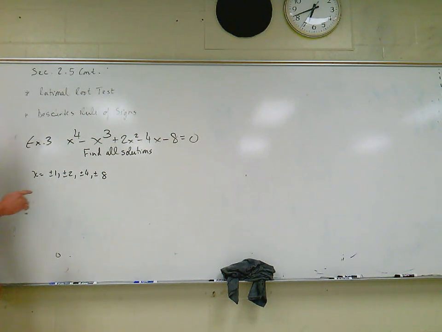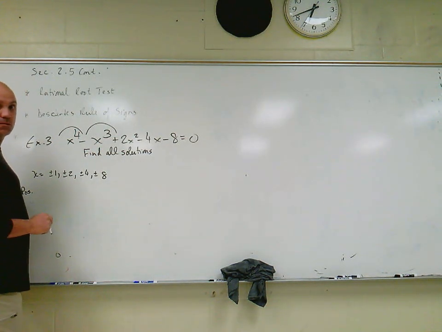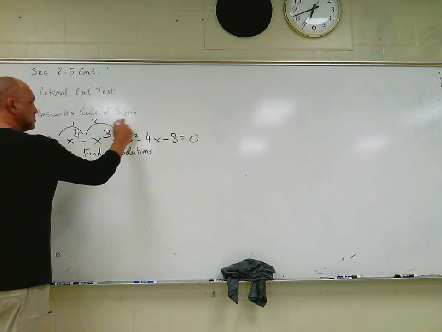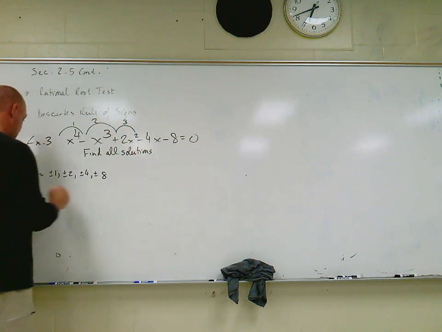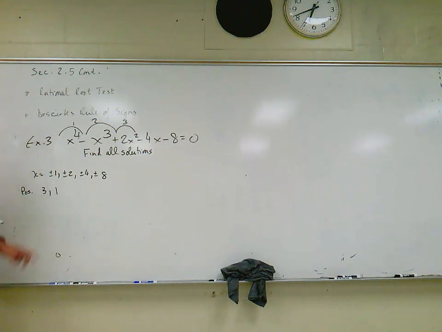Now, real quick, if I want to know how many positive solutions, just look at your function and count how many times it changes sign. How many times do you see? Positive to negative is 1. Negative to positive is 2. Positive to negative is 3. So that means for positive solutions, there's going to be 3 or 1, because you just start going down in an even amount. So there's either 3 positive or 1 positive.